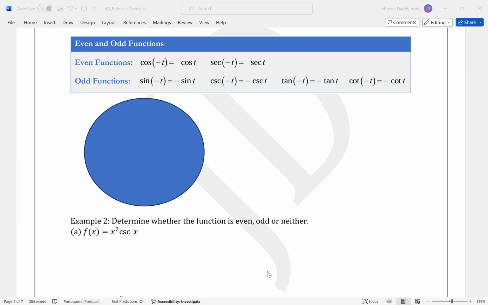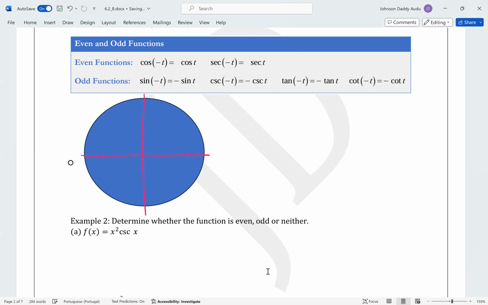In this short video, we'll be looking at even and odd functions. So what is an even function and what is an odd function? Let's look at this, still dealing with the unit circle.